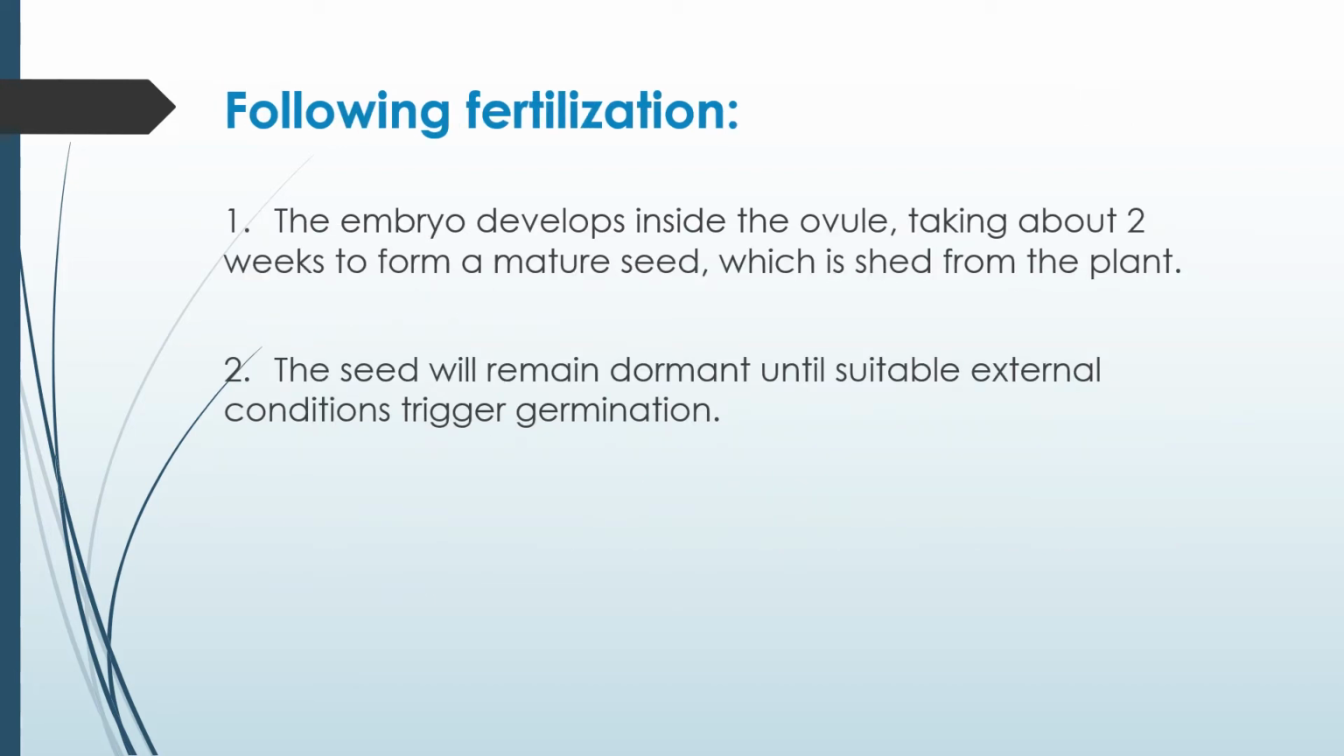So, following fertilization, the embryo develops inside the ovule, taking about 2 weeks to form a mature seed, which is shed from the plant, and then the seed will remain dormant until suitable external conditions trigger germination. Okay?